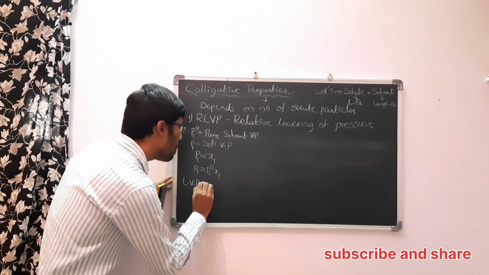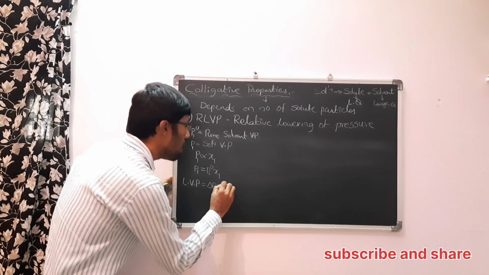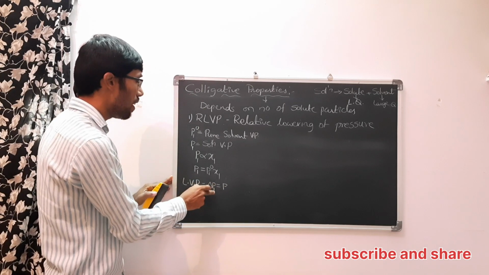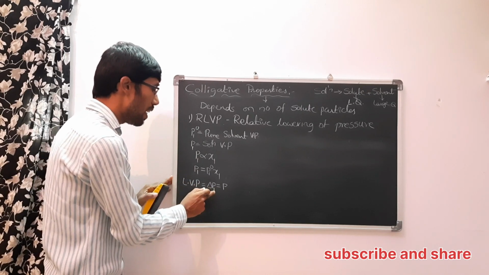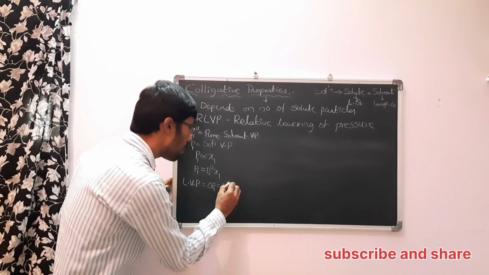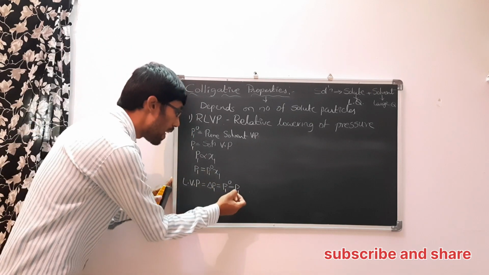So lowering of vapor pressure is represented as delta P. Delta P means, for solvent we are representing 1. So delta P1, where delta P1 is equal to P1 naught minus P1.